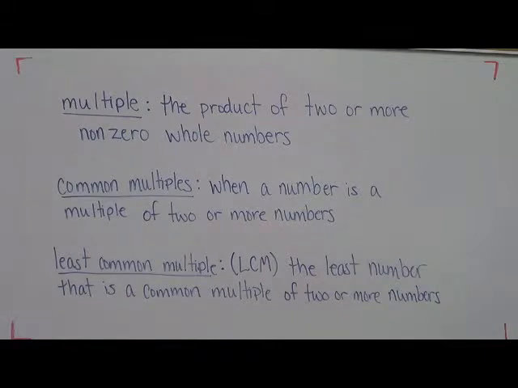So a multiple, which I'm sure you know, is just the product of two or more non-zero whole numbers. So anytime I multiply two non-zero whole numbers, we're going to get a multiple. So 10 would be a multiple of 5, because 5 times 2 gets you to 10. 38 would be a multiple of 2, because 2 times 19 gets you to 38.